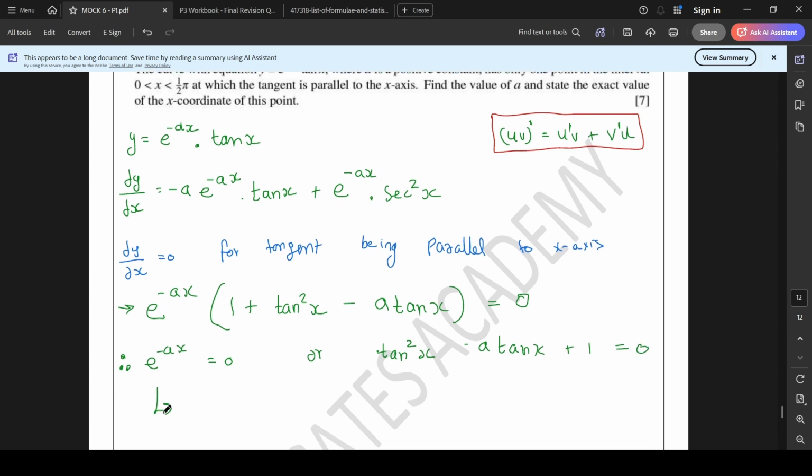Now clearly we have to reject this because ln on both the sides will bring minus ax down, but ln of 0 does not exist. So this kind of thing is going to be rejected. We can't proceed over here. So let us proceed on the right hand side.